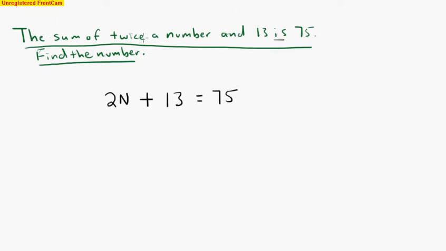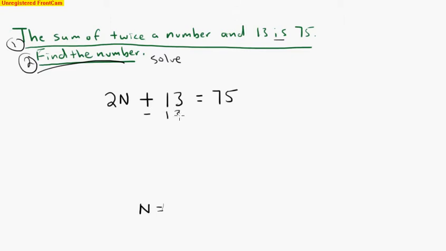Let's reread that and make sure we've got it right. The sum of twice a number and 13. That's what we've got. Twice a number and 13 is 75. I think we've got it all set here. So that's the first step in each of these problems. The second step is find the number. In other words, solve. Our goal is n by itself. We don't have n by itself. We are multiplying n by 2 and adding 13.